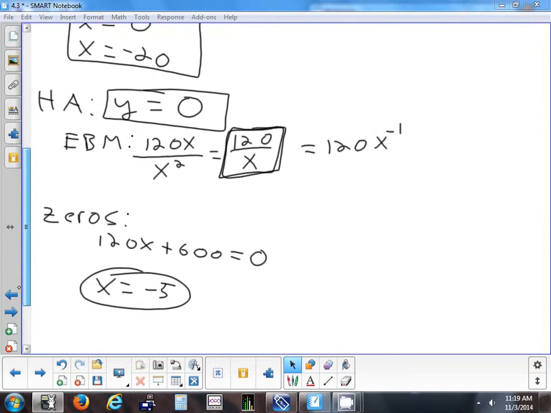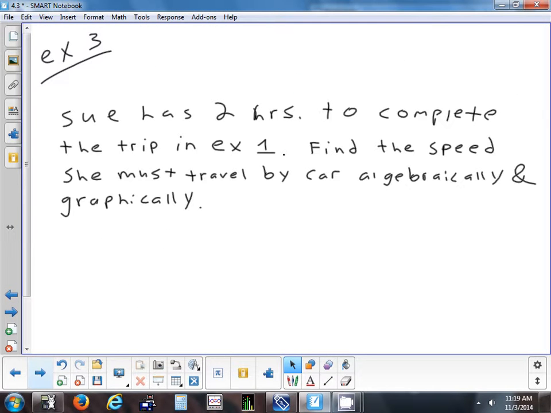All right. So now using that graph, I want to figure out how fast she has to go to complete the trip in exactly 2 hours. We'll do it 2 ways. First, we'll do it graphically, and then we'll do it algebraically. Yeah? The other graph? Yeah, just Yep.